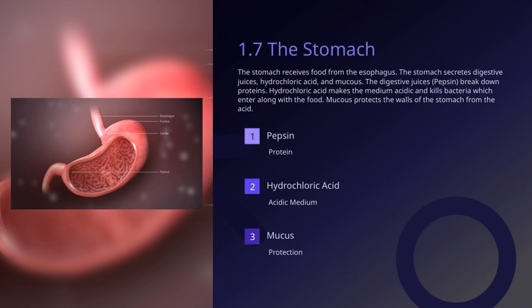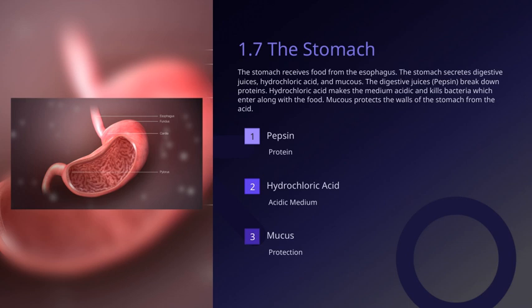Next, we have hydrochloric acid, which creates an acidic environment inside the stomach. This acidity is important for 2 reasons. It activates enzymes like pepsin and also helps kill bacteria that may have entered along with our food, keeping us safe from potential infections. Finally, mucus forms a protective layer lining the stomach walls. This barrier is critical because it shields the stomach tissue from the harsh acid, preventing damage or ulcers.